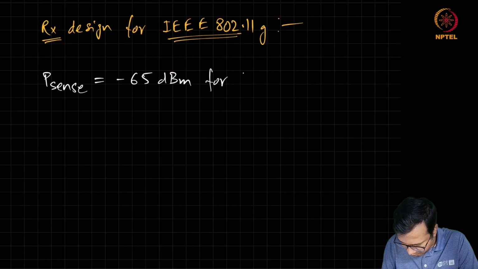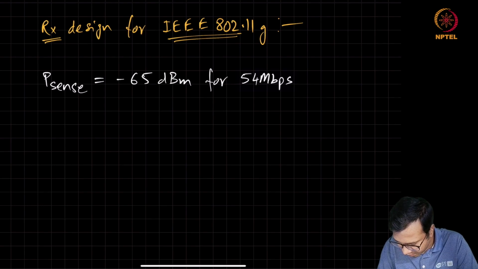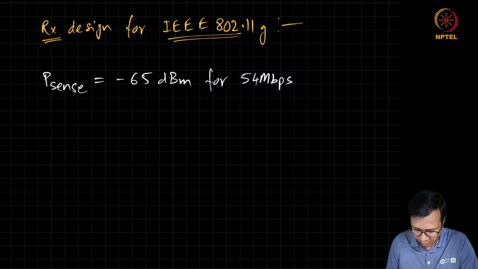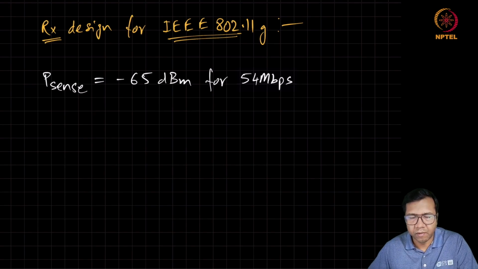for 54 Mbps data rate, which uses 64 QAM modulation with the OFDM. High data rate requires more complex modulation. For our design also, we will assume the specifications which are given for 54 Mbps data rate. And for this case study, we are going to ignore the other data rate specifications.